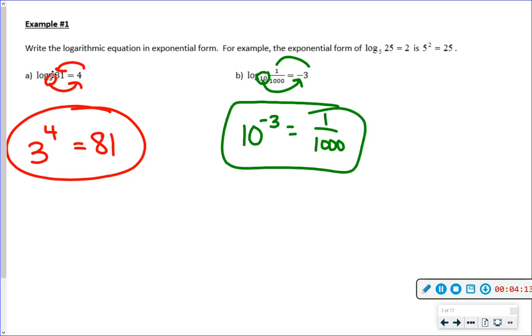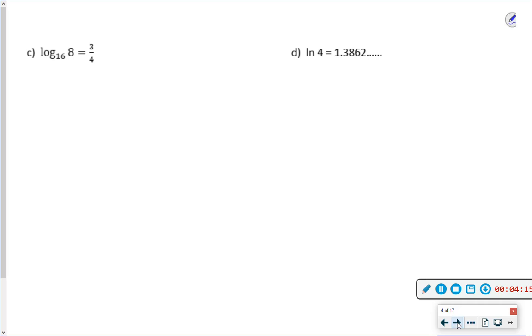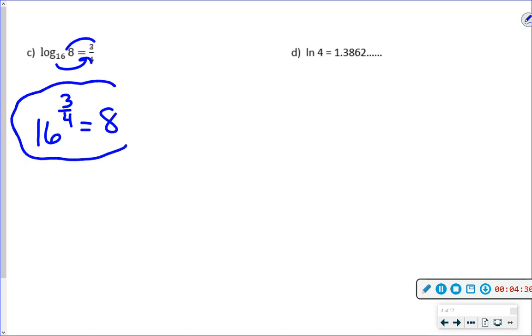Just practicing converting. Okay, same thing. The base, 16, to the opposite side equals 8. And I know we love our fraction, our rational exponents. If you type that in your calculator, 16 to the 3/4, it is 8. The 4th root of 16 cubed.